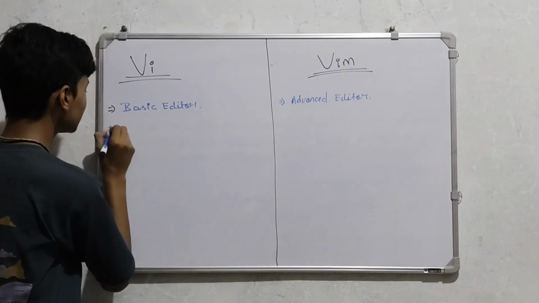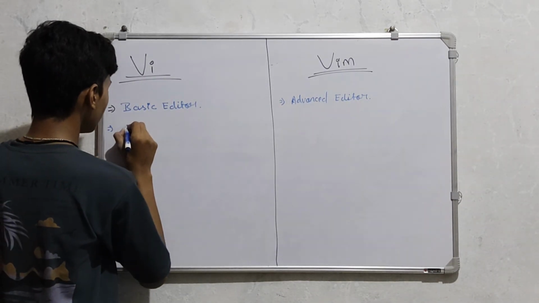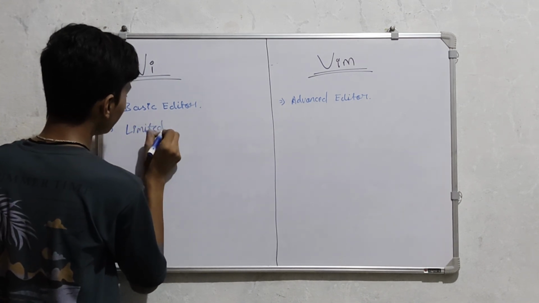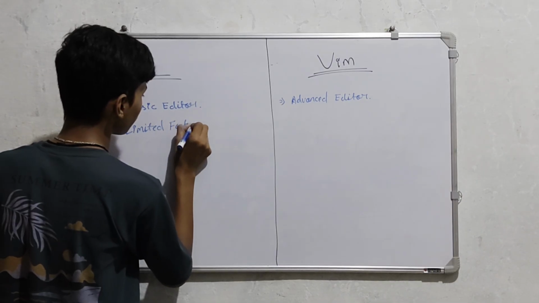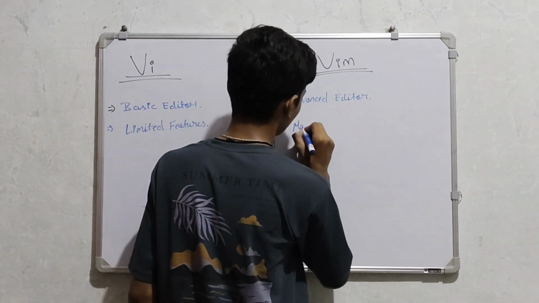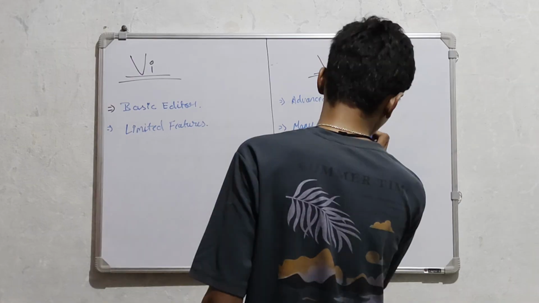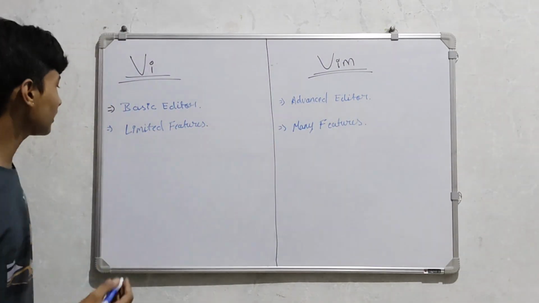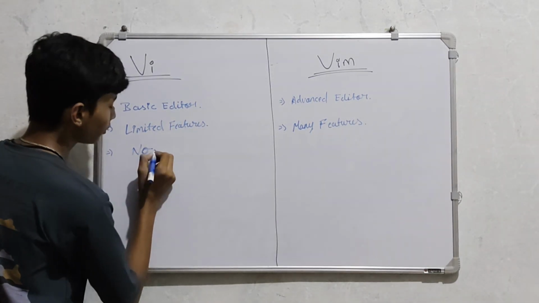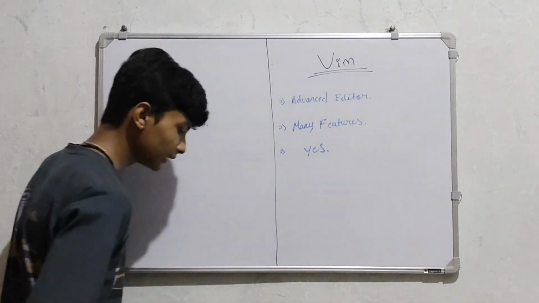Then talking about features, in VI we can see limited features. But in Vim editor we can see many features. Then next, colors. In VI, no colors. In Vim editor we can see many colors. Yes.